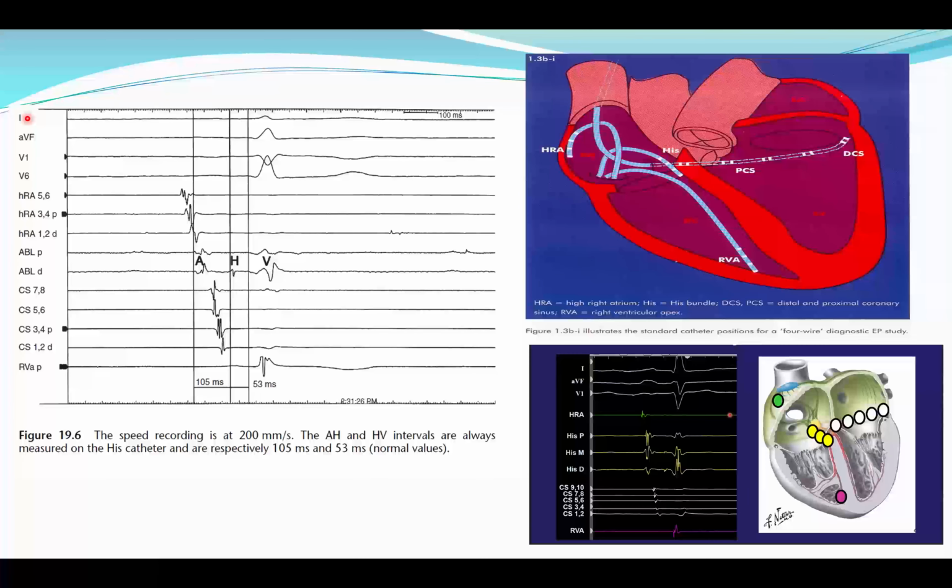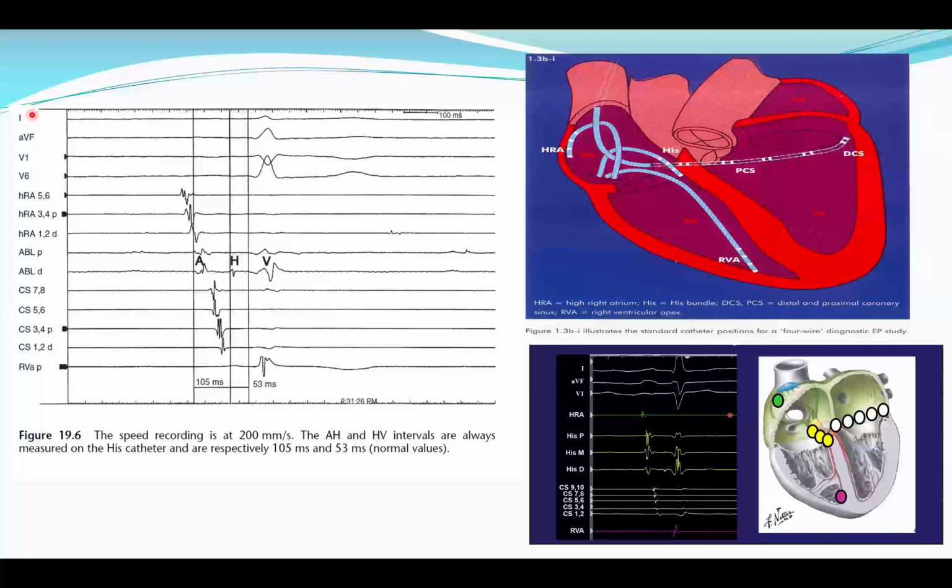Usually I also like putting 1 and AVF because it tells you broadly what the axis is, and V1 and V6 usually tell whether it's right bundle, left bundle, narrow or wide QRS. So 2 chest leads, 2 limb leads are good. Then you can see this is an HRA distal signal. This is from HRA, these 2 poles. Then you have the HRA proximal signal. This is from the proximal pole.